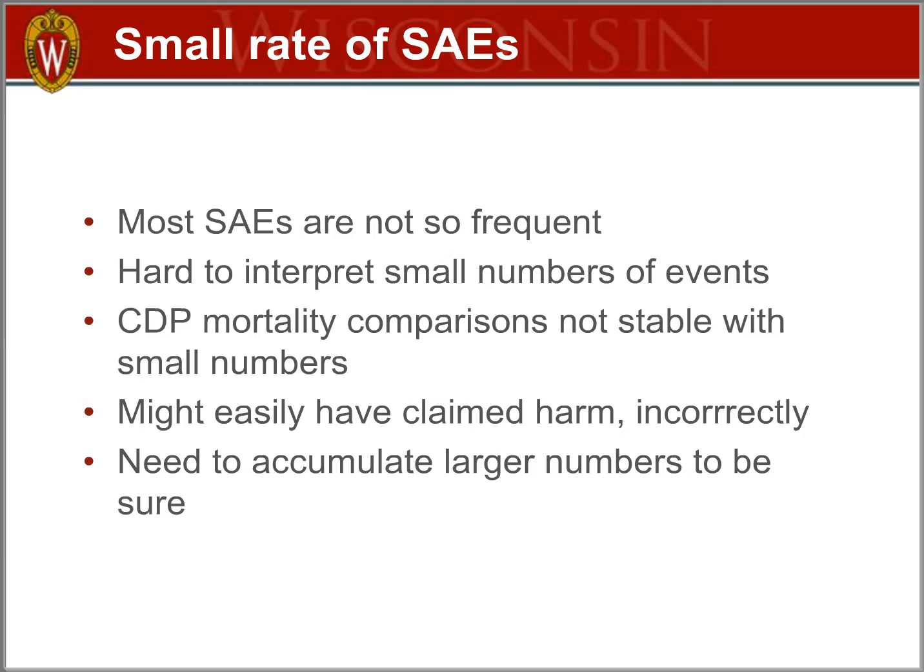As I showed you in the Coronary Drug Project example, mortality comparisons early on were not stable when the numbers were small. We could easily have claimed harm or benefit incorrectly. So we need to accumulate larger numbers of events to be sure whether a serious adverse event is due to the therapy or not. And the challenge is how to get larger numbers of adverse events to examine that question. We'll talk about that in later lectures.